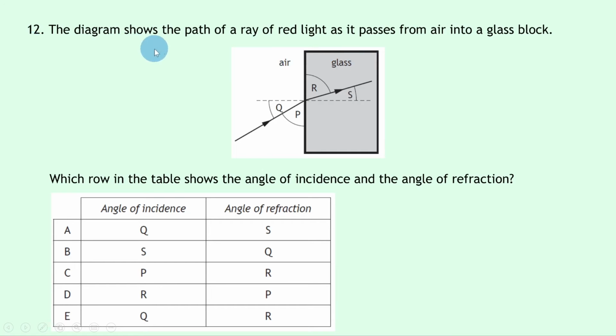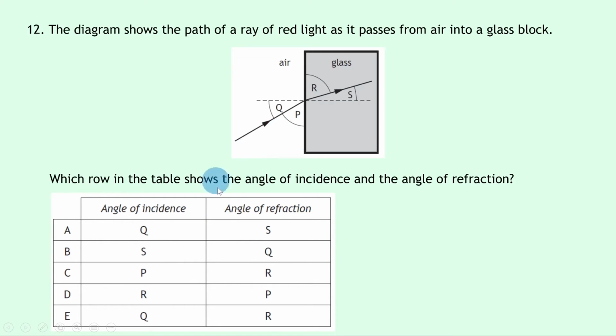Question 12 says the diagram shows the path of a ray of red light as it passes from air into a glass block. So we've got air into glass, and you'll see the light comes in and bends towards the normal because it's going from a less dense material into a more dense material. Then it says which row in the table shows the angle of incidence and the angle of refraction. Well, we're just asked to identify the letters here. We don't need to deal with any actual numbers.